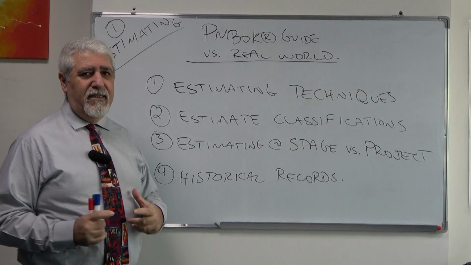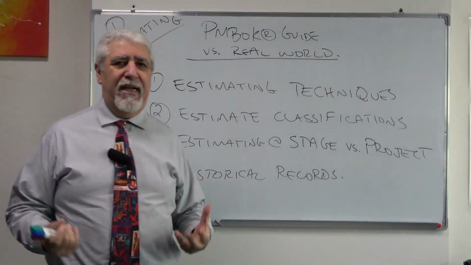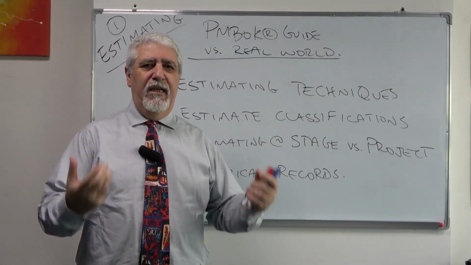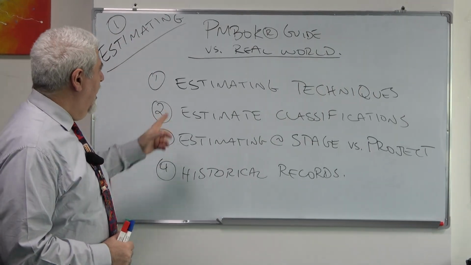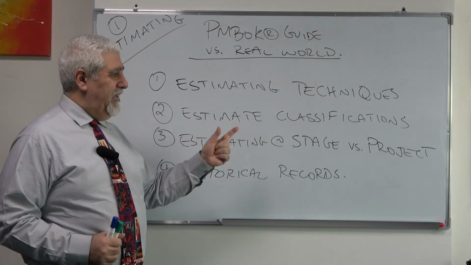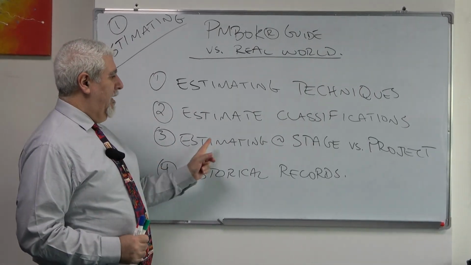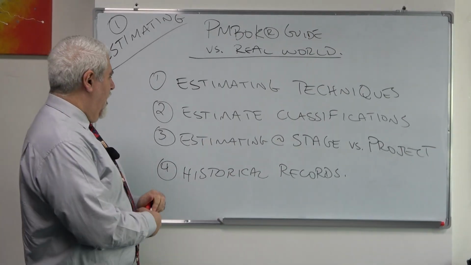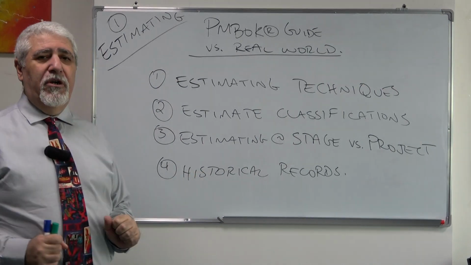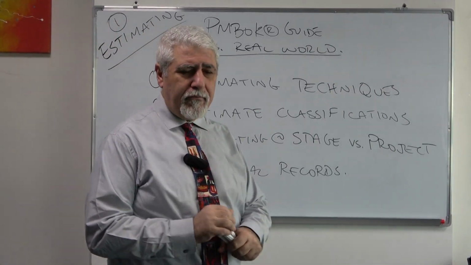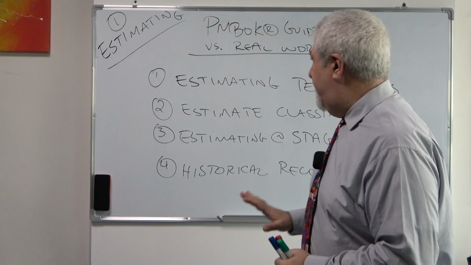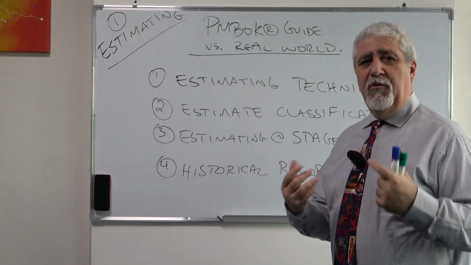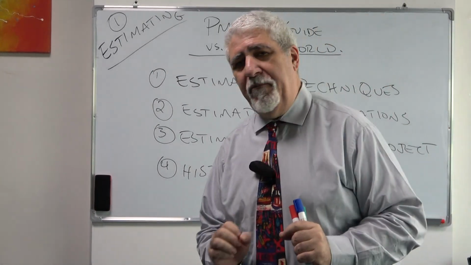One is definition. What the PMBOK guide talks about is usually the estimating techniques. We will talk about estimate classification. We will talk about estimating at the stage versus the project level. And we will have a word about historical data. So these are the 4 major topics I want to highlight in this short video.